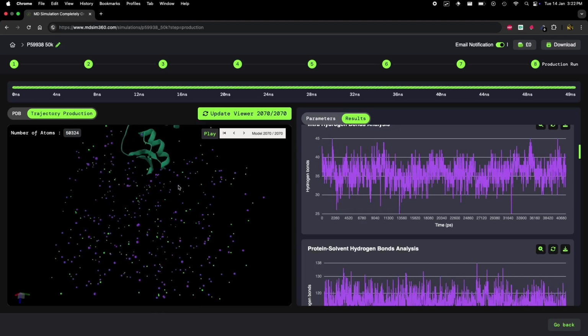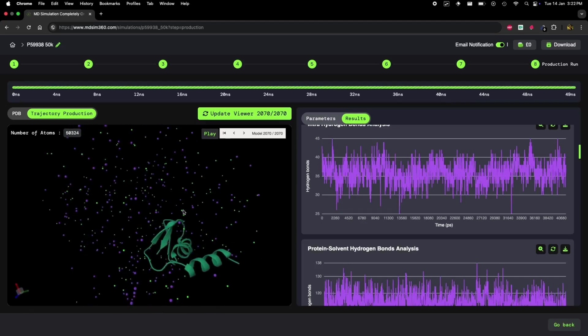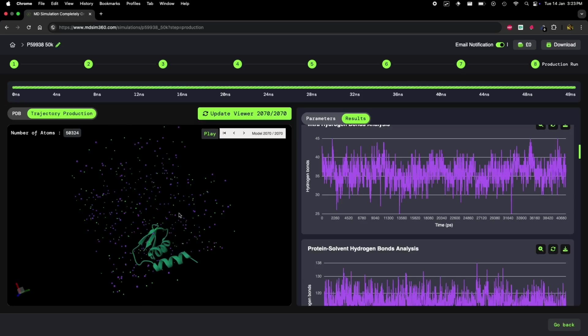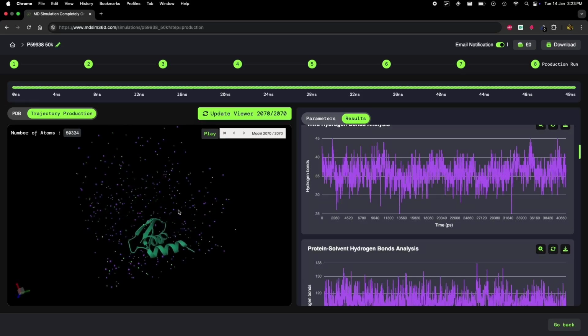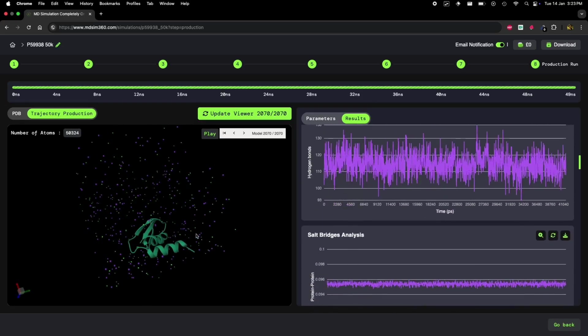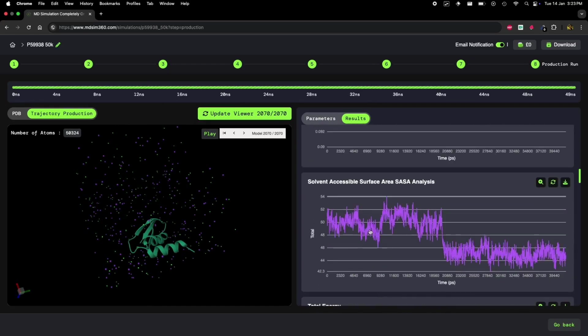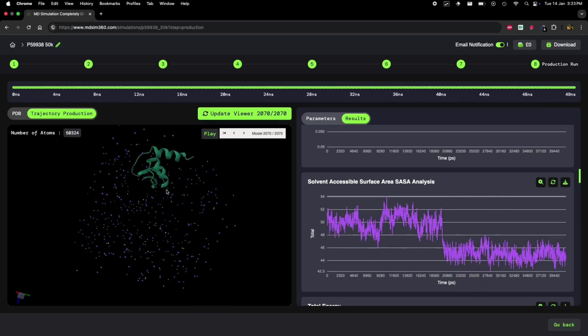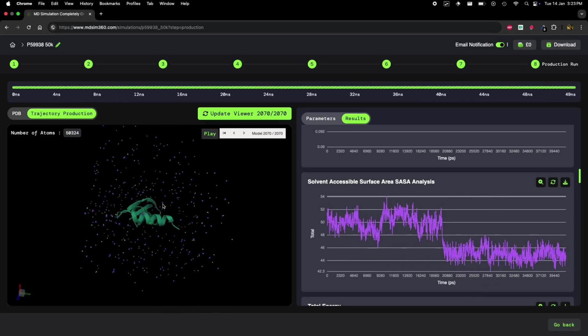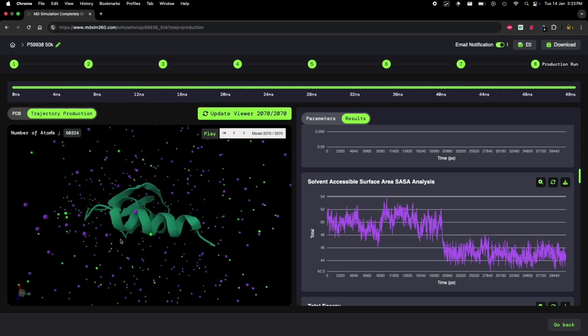This is the final conformation, and it definitely looks much more stable than the initial one. I believe this compact structure has led to a decrease in the solvent-accessible surface area. Now, let's compare this with the original structure. This is the final conformation of the protein. It is much more compact and stable.